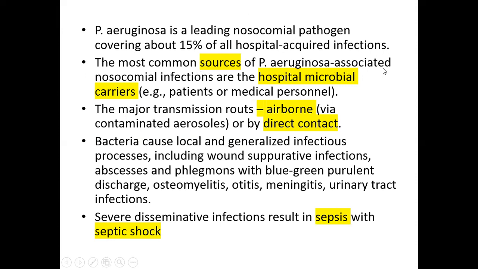The most common sources of Pseudomonas aeruginosa-associated nosocomial infection are hospital microbial carriers, patients, and medical personnel. The major transmission routes are airborne, via contaminated aerosols, or by direct contact. Bacteria cause local and generalized infection processes, including wound suppurative infection, abscesses, and phlegmons with blue-green purulent discharge, osteomyelitis, otitis, meningitis, and urinary tract infection. Severe disseminated infection results in sepsis with septic shock.